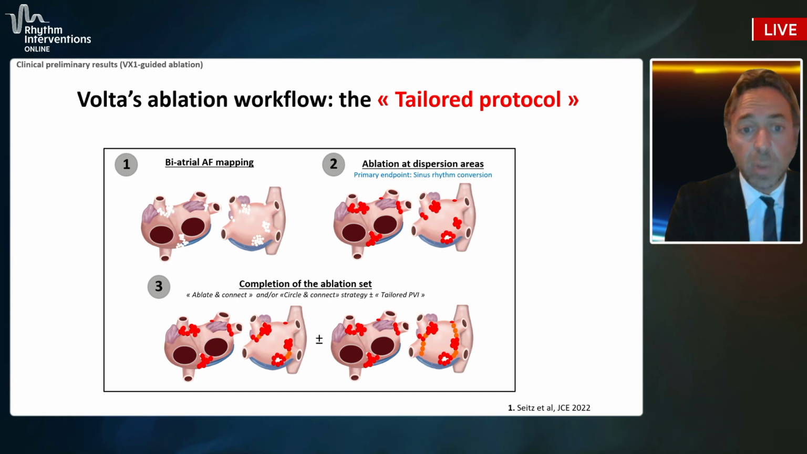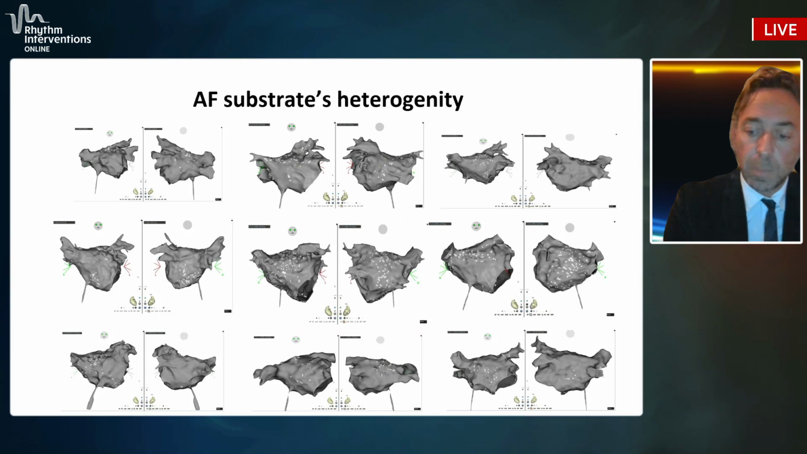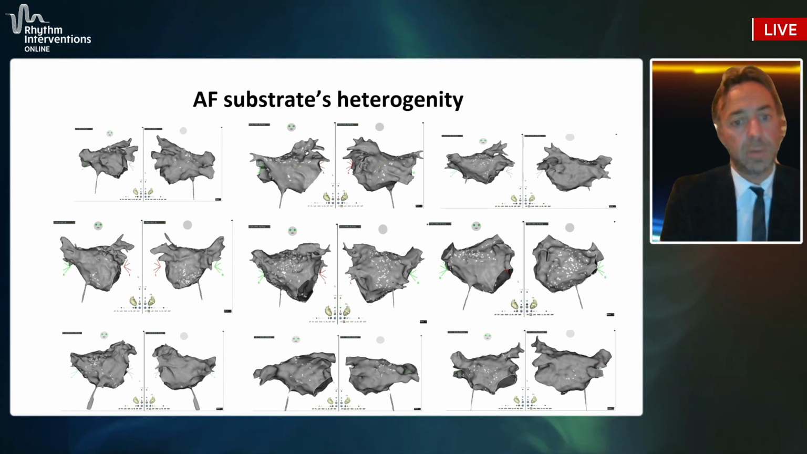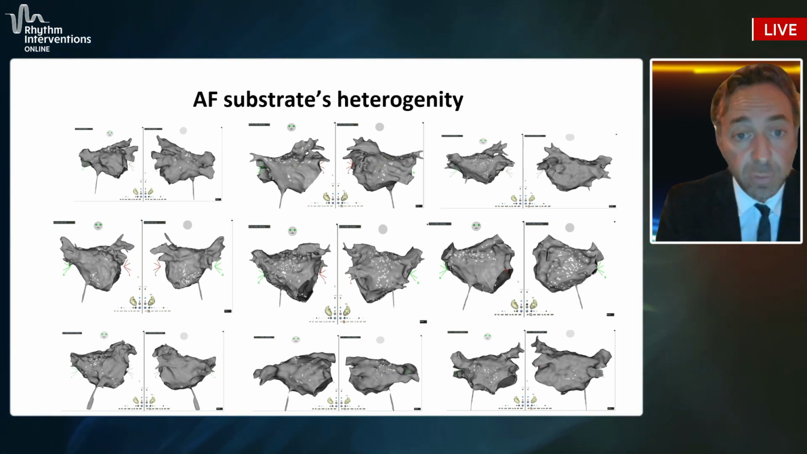Then we ablate these regions. If there is a wide region, we can encircle this region. And then we complete the ablation set by connecting the regions to each other if they are close and performing the PVI. So let me show you here a few examples of left atrium substrate using this software.